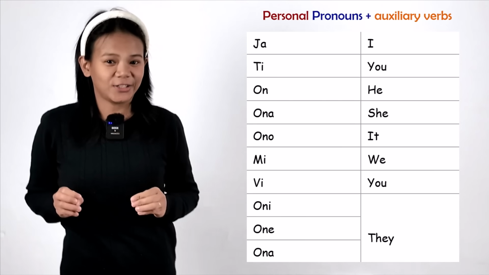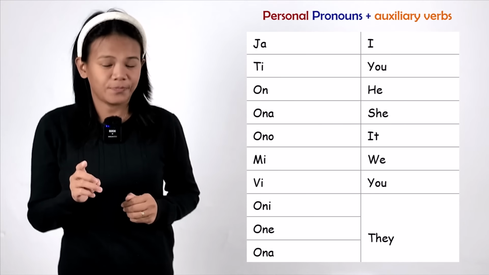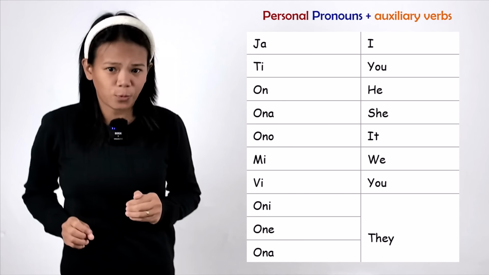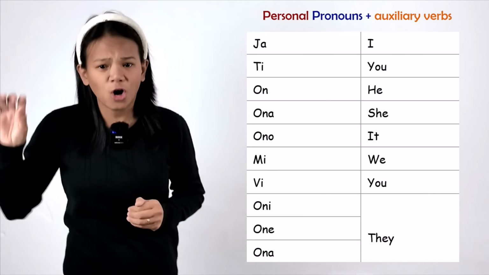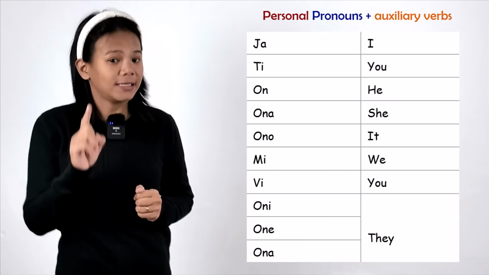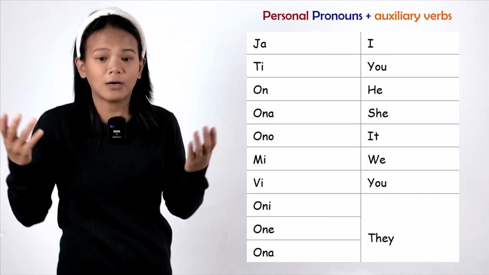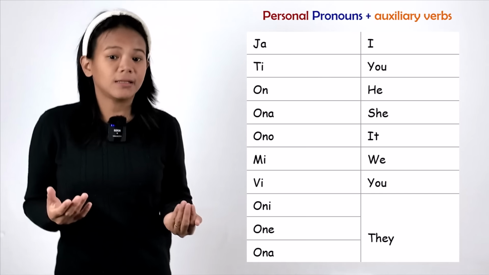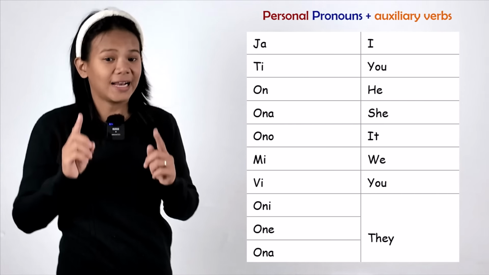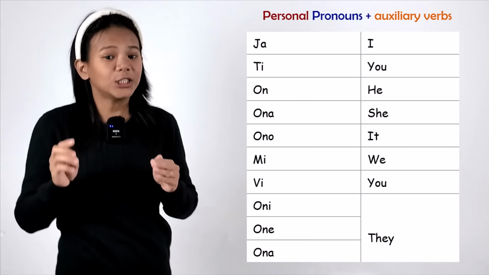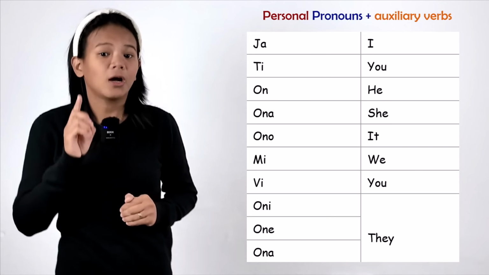Now, let's talk about auxiliary verbs. These are super important because you'll use them almost all the time. In Serbian, you can often use just the auxiliary verb without the pronoun and still understand who is meant. Unlike English, Serbian gives each pronoun its own partner auxiliary verb.